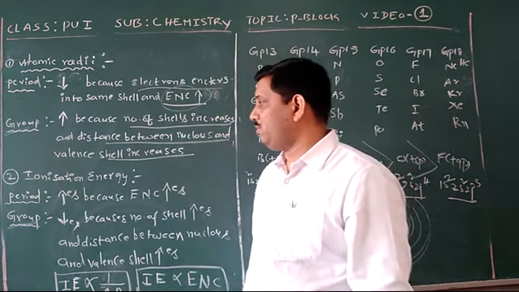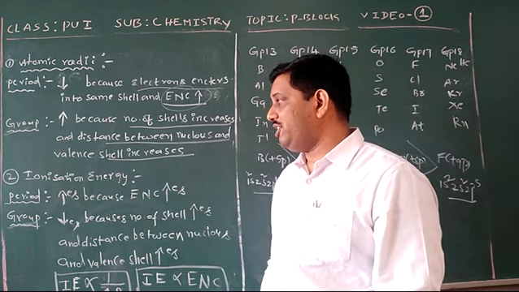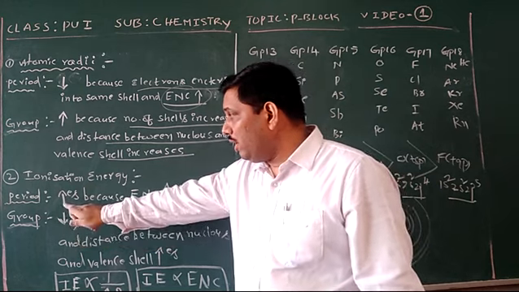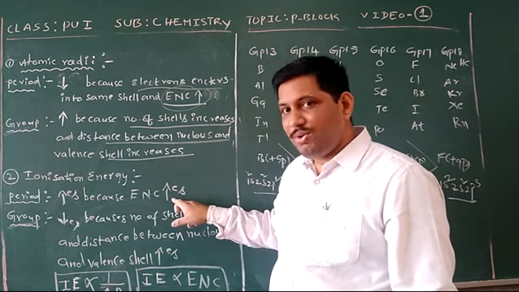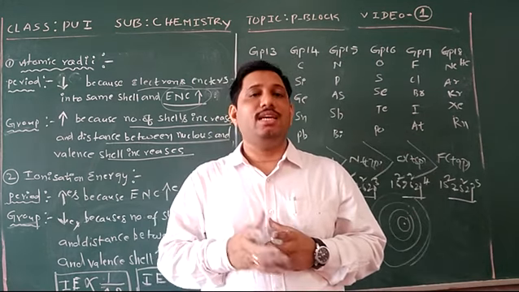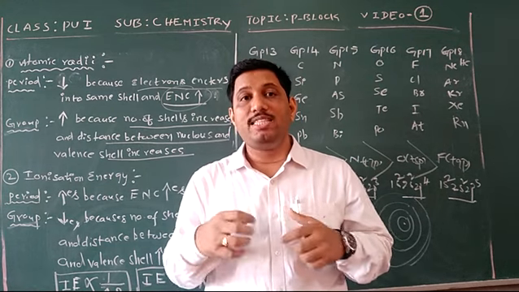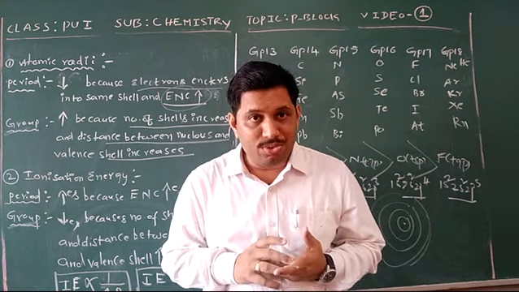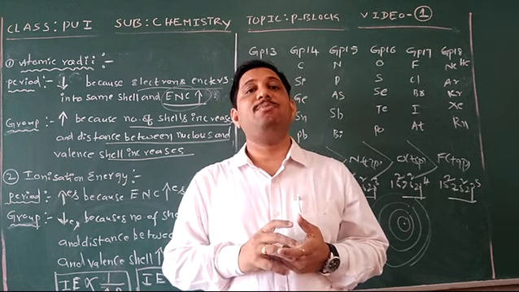Okay, student. Next one. Second property, ionization energy. Across the period, the ionization energy increases because the effective nuclear charge increases. As the effective nuclear charge increases, the nucleus tightly attracts the valence shell towards itself. Hence, more energy is required to remove the electron. Hence, ionization energy will increase.